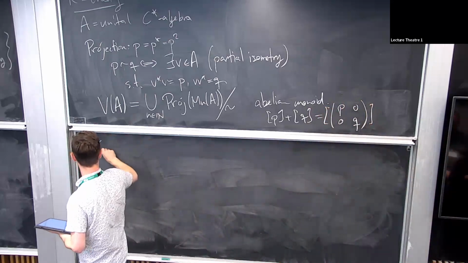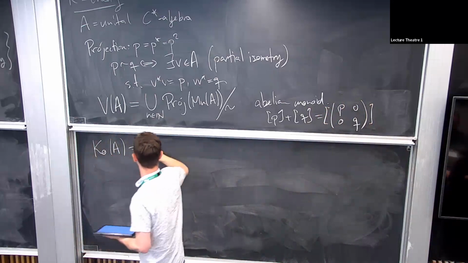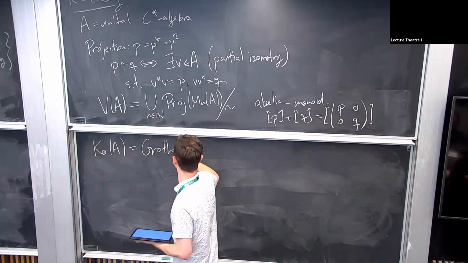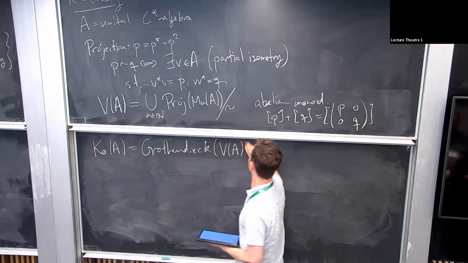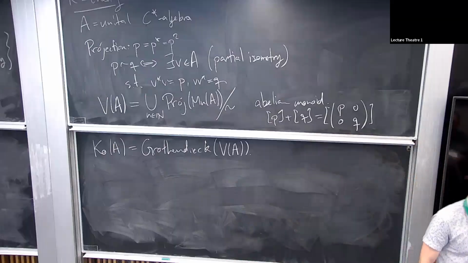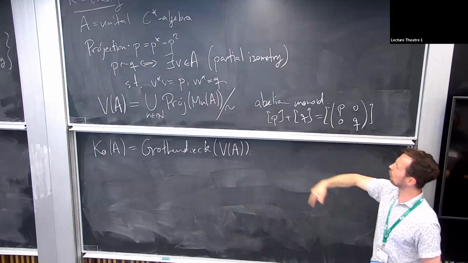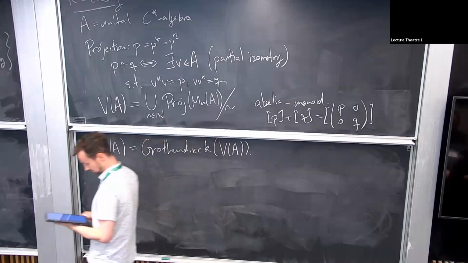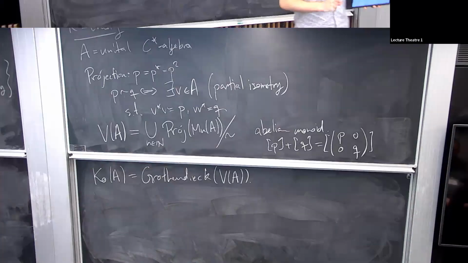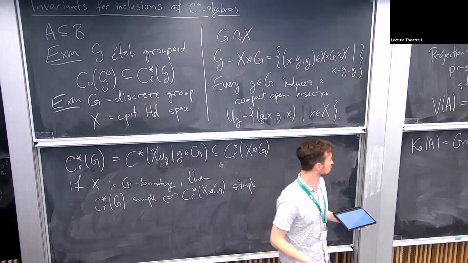So the K0 group of A is just the Grothendieck group of this abelian monoid. So you're just looking at formal differences of these type of things. The K1 group is easier to define.